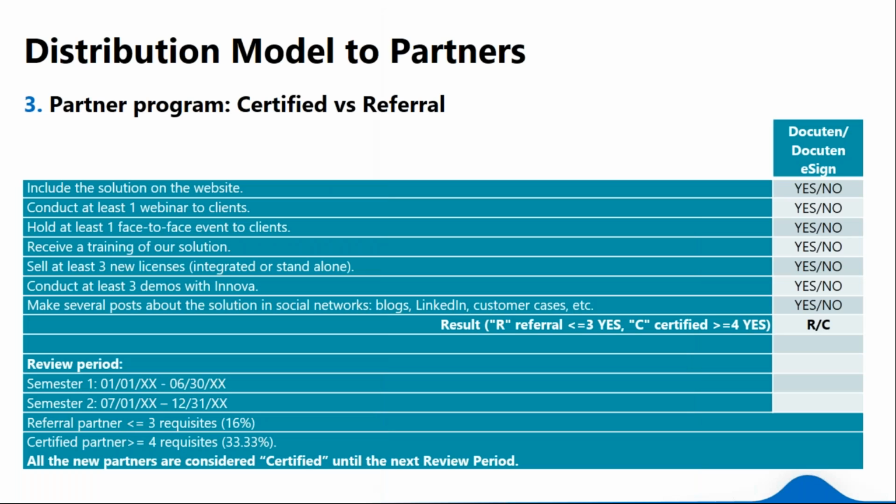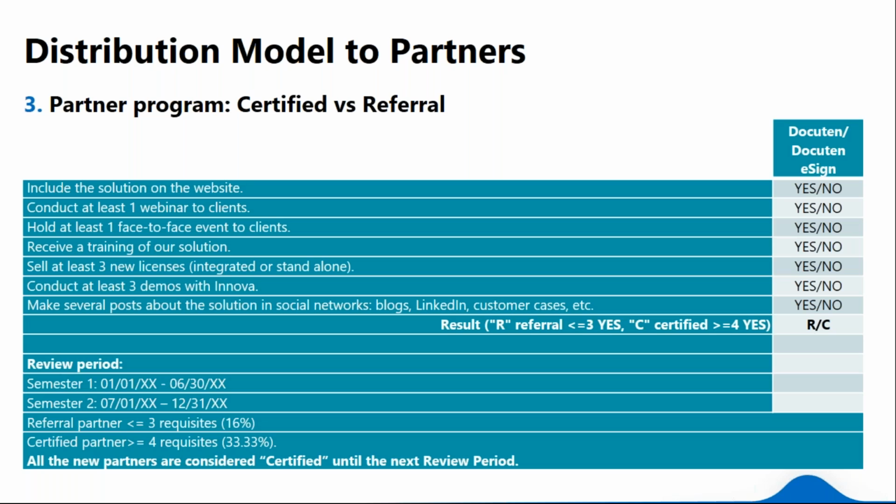This is a partner program. We make a difference between a certified and a referral partner. We have here 7 requisites, and as long as you comply with 4, you will be a certified partner. So you will get the higher margin on the subscription sales for Docuten. So as you can see, 6 out of 7 are based on marketing initiatives.